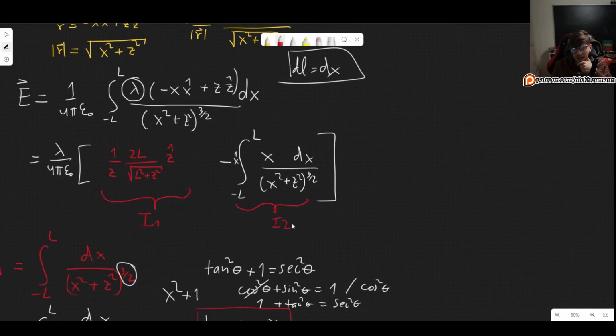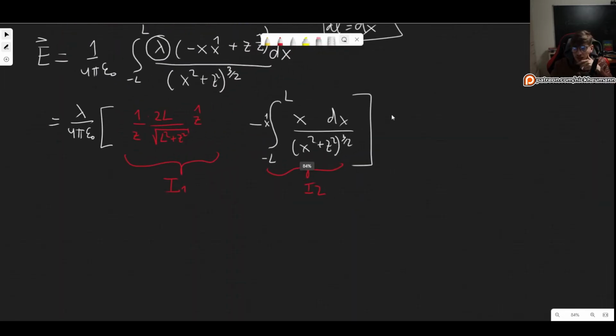Now it is the turn for I2. Okay, so I2 will fortunately be a little bit easier. So this is the integral from minus L to L of x dx over x squared plus z squared to the 3/2. Now you may be tempted to say, oh, okay, let's use the same substitution, factor out z and use the tangent. But this time we have an x up there. And the method that I showed you before is valid when we don't have the variable of integration in the numerator.